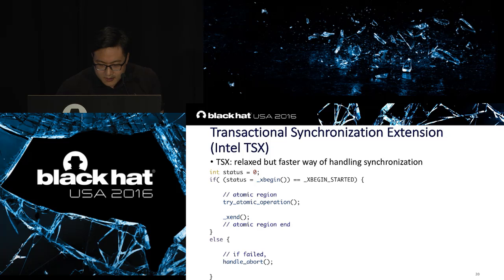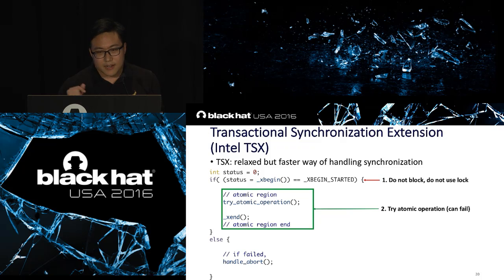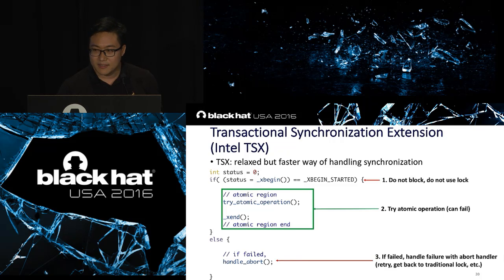So calling xbegin is similar to acquiring a lock. But this time, there's no lock at all, so it does not wait. Then it tries to execute the atomic region. It just tries, but it could fail. If there's another thread working on the same data, or if there's another exception, it could fail. So it has an exception handler at the end.